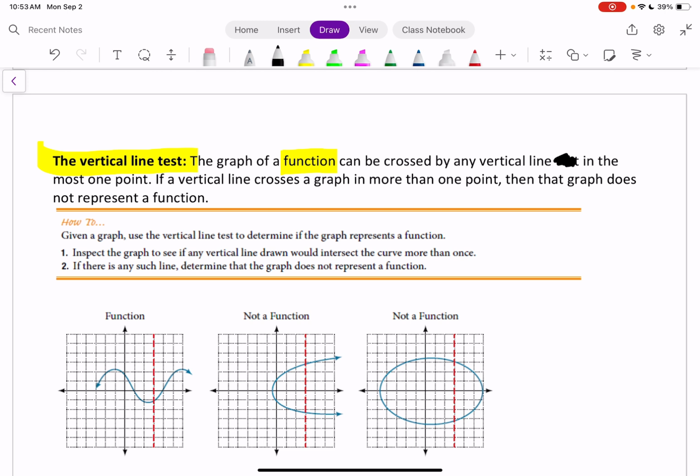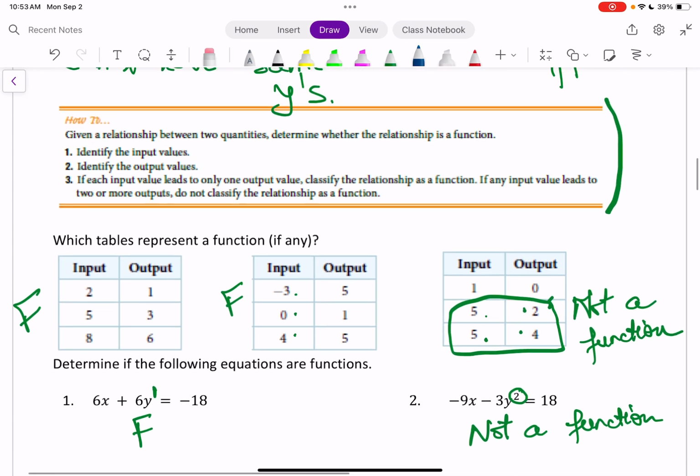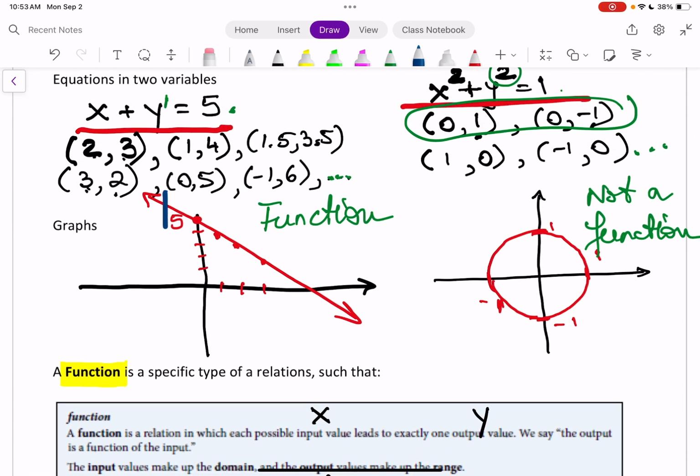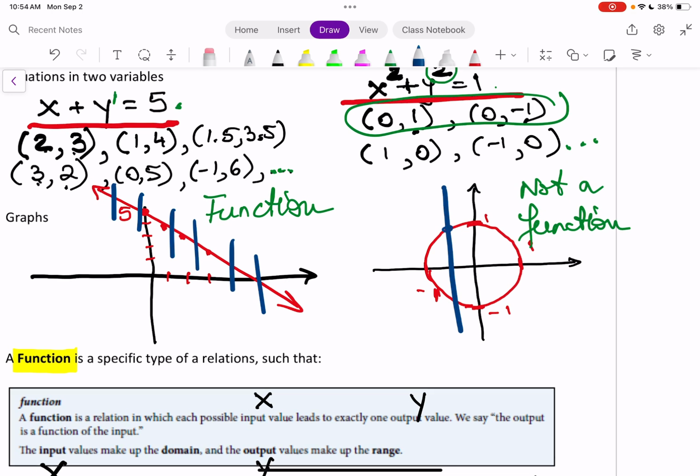So if a vertical line crosses the graph in more than one point, then that graph does not represent a function. Okay, so here it is. If you look at this and you're trying to run the vertical line test, you see that every vertical line crosses this graph in at most one point. And the same thing as I look at this function here. Okay, we already know it's a function. However, if you're looking at this circle and you think about some vertical lines that might cross it, as you see, here's a vertical line that crosses this graph in more than one point. Therefore, it is not a function. So again, just by looking at the graph, I can tell whether I'm dealing with a function or not.